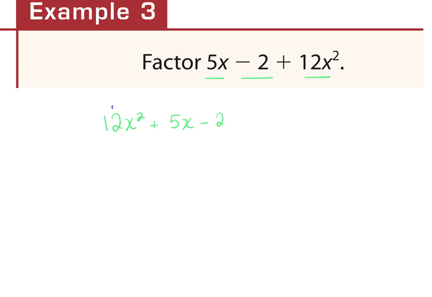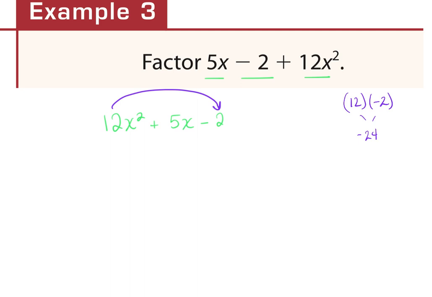So I'm going to take the 12 and I'm going to multiply across to the 2. All right, so I have 12 times negative 2, which gives me negative 24. This is just to help me decide what to do with my 2 middle terms. So now what I want to do is I want to say what 2 numbers multiply to give me negative 24, but add up to give me positive 5.